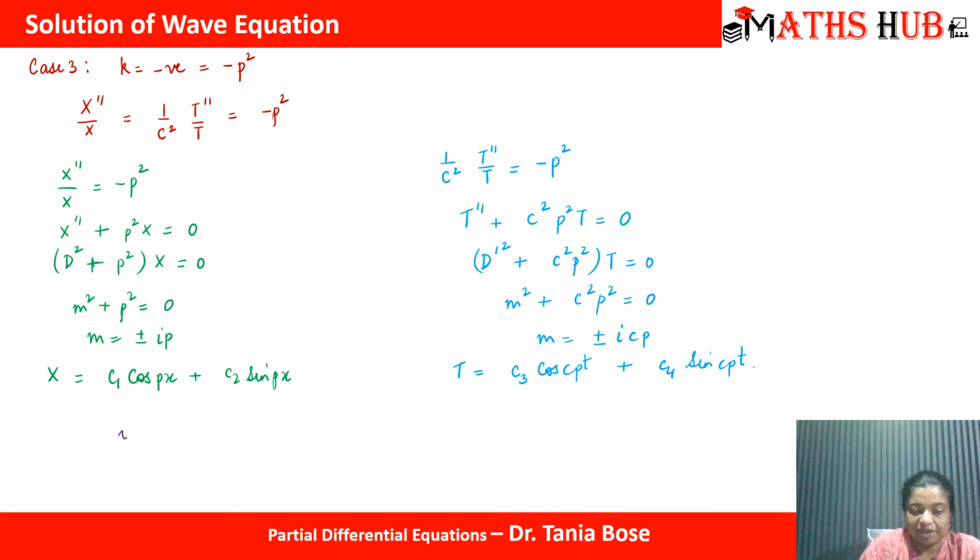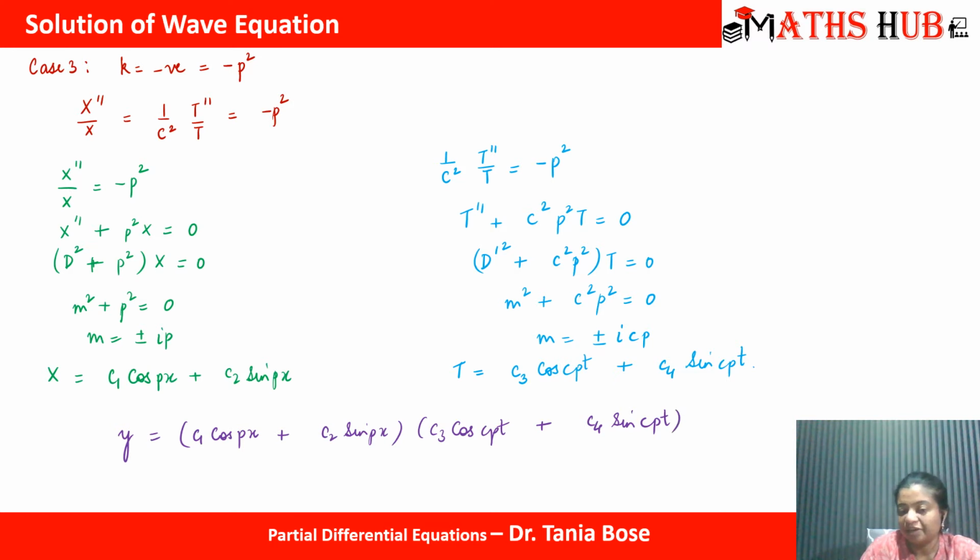So that leads to my displacement y as c1 cos px plus c2 sin px multiplied by c3 cos cpt plus c4 sin cpt, right? Now you can clearly see that this solution contains trigonometric functions. So according to the physical nature of the problem, we will accept this solution. That means we worked for three cases of k positive, k 0 and k negative. So for positive and 0, we rejected the solution because it was not going with the physical nature of the problem. We will accept the solution for k negative, right?